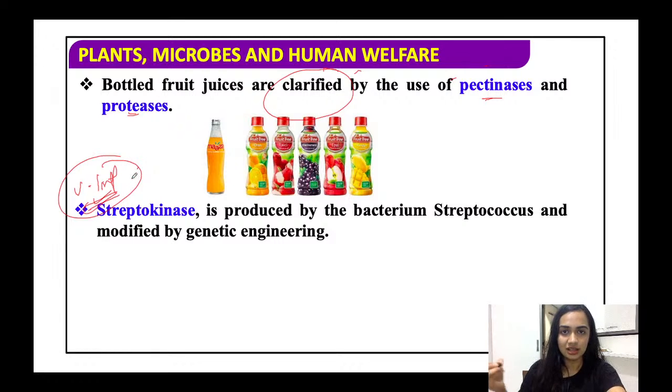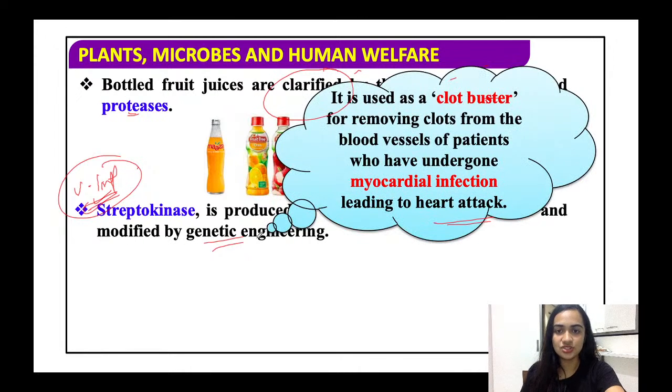Streptokinase is a bit more important. Okay, so it is basically produced by the bacteria Streptococcus and it is modified by genetic engineering. So what is it used for? It is used as a clot buster. Basically, if any of the arteries are blocked, it is very important to remove that clot. So yes, it removes clots from the blood vessels of patients who have myocardial infarction, that means a heart attack.